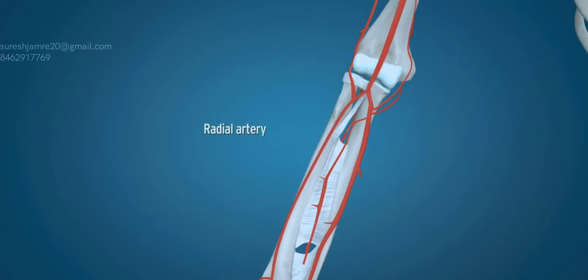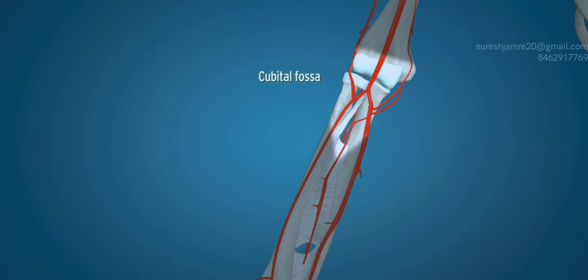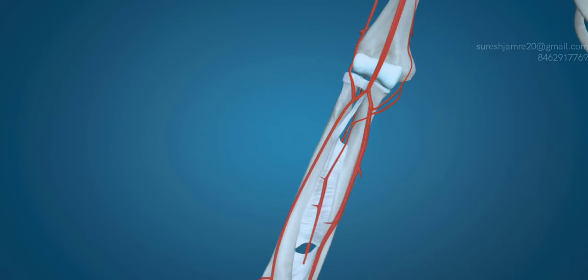Radial artery. Origin. It is a smaller terminal branch of brachial artery. It arises in the cubital fossa at the level of neck of radius. Course. The radial artery extends from the level of neck of radius downwards to the wrist with the lateral convexity.